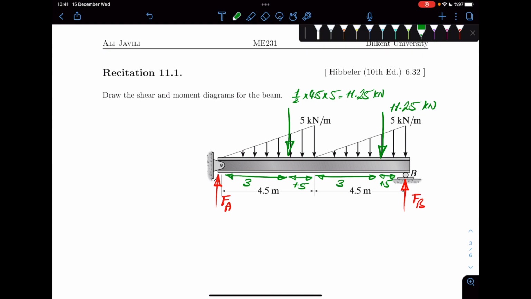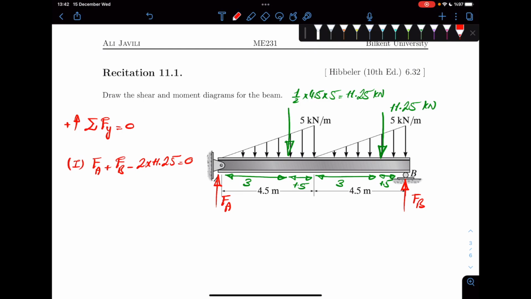Okay, now, if you look at this system, it's easy. You basically have 2 unknowns. You need to write 2 equations to compute those. And those equations could be equilibrium of forces and equilibrium of moments. For the forces, this would be equilibrium of forces in the y direction. Assuming upwards is positive, this would be FA plus FB minus 2 times 11.25 is 0. Okay, so that's your first equation.